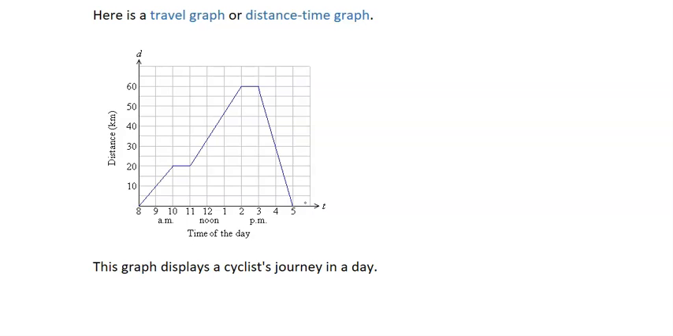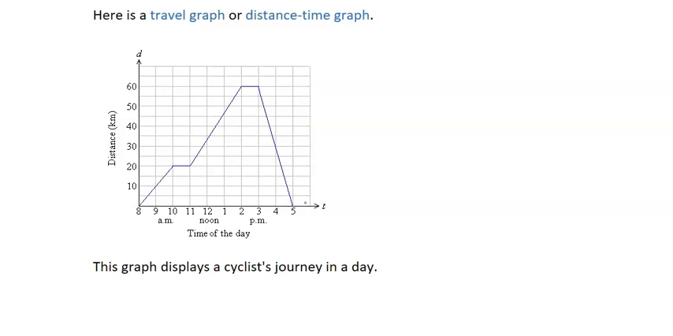Now, this particular type of graph can come with any number of questions. When did the cyclist leave home? When did the cyclist return? How far away from home was he at any one of those times? How long was this journey altogether? At what times did he take a rest? How far away was he at noon? Find the speed at this time or at this time. When was the cyclist traveling the most quickly? There's so many different types of questions that can be asked with this. Let's look at some example questions.